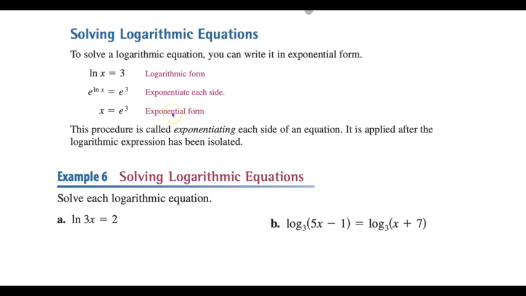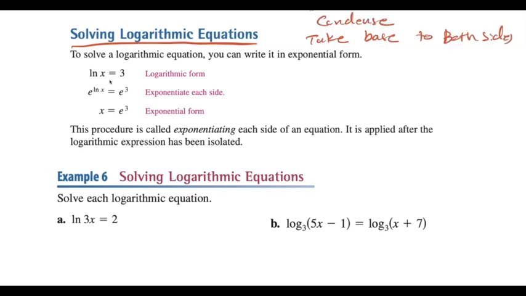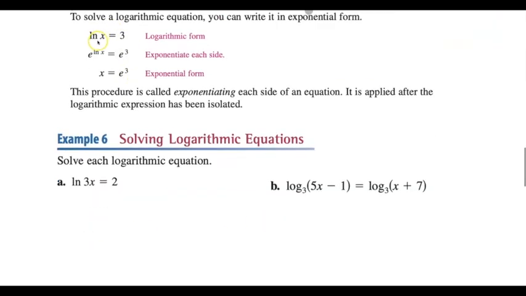Now we're going to solve log equations. The thing I said earlier still applies. The easiest way to solve a log equation is you take the base to both sides. Base to both sides. Actually, there's a step before that, which is condense. You got to make sure there's only 1 log on each side. Or 1 log on a side. You can't have 2 logs on the same side, basically. So you can see here, natural log of x equals 3.